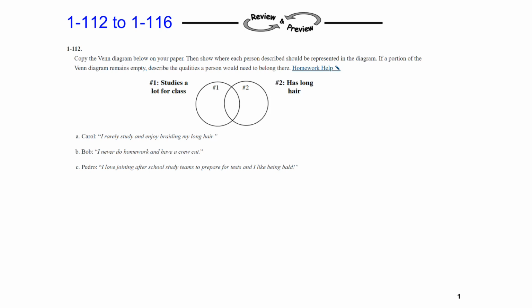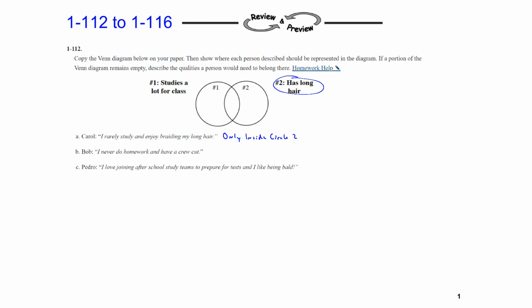Number 2 has long hair. So on part A it says, Carol, I rarely study and enjoy braiding my long hair. So since Carol rarely studies, that's not number 1, and she enjoys braiding her long hair, which means part of number 2. So she is only inside circle 2, I guess. So in this part right here, she's not in the intersection, just on the inside part of that one.